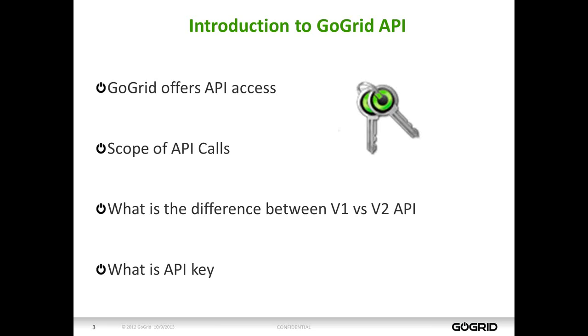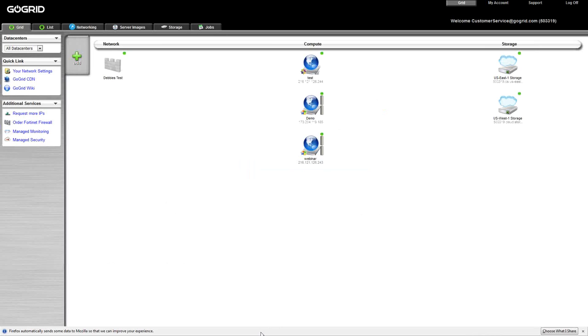So let's dive right into it. I wanted to show you how to generate an API key. Great. And show you how fast it will be. Let's go ahead and go over to our portal, Zephyr. Sure. And we'll go ahead and get started here. Yeah. So here's a typical view of your GoGrid portal. You have your grid view where all the servers are listed right now.